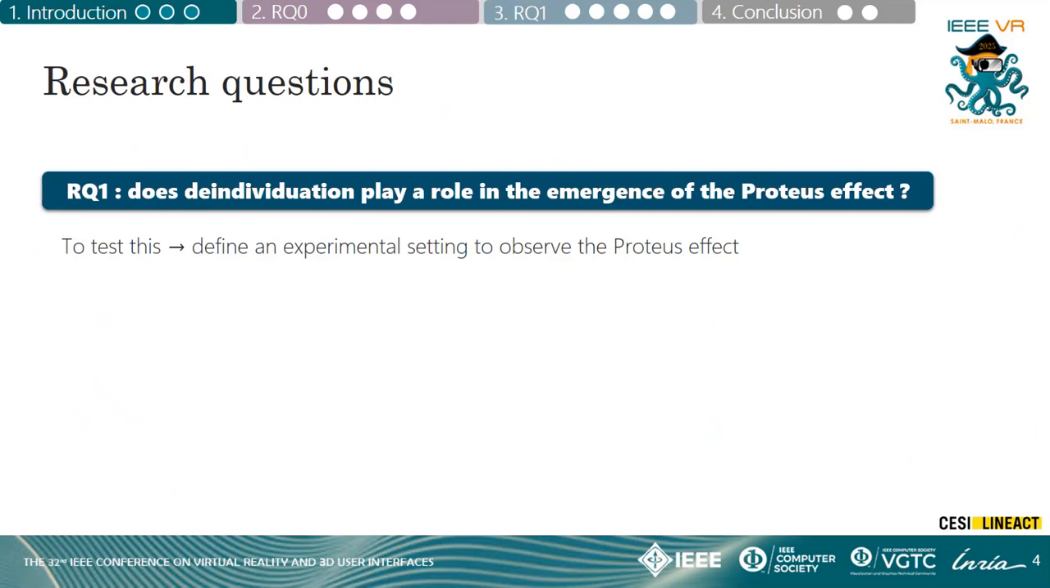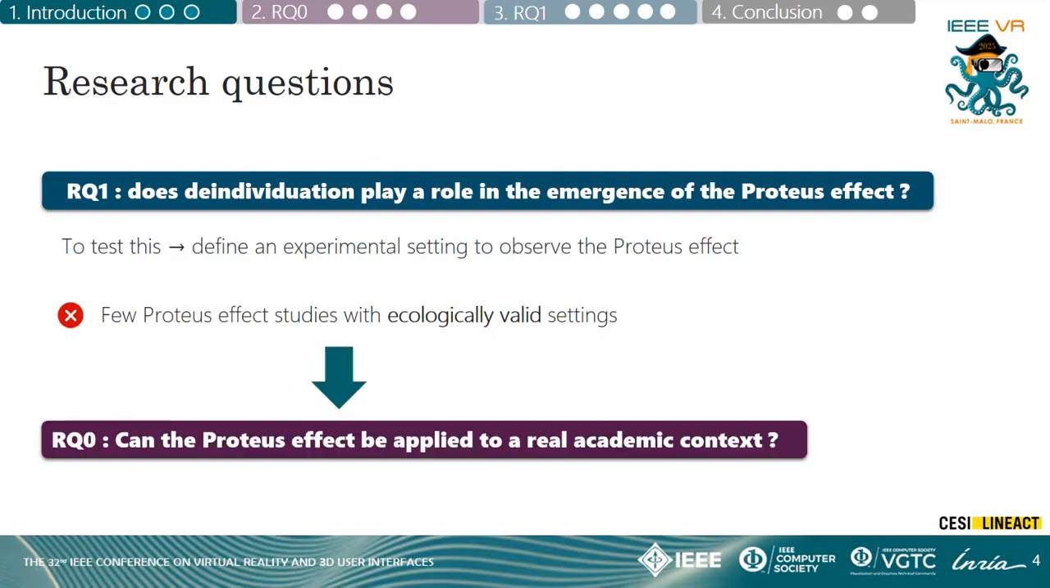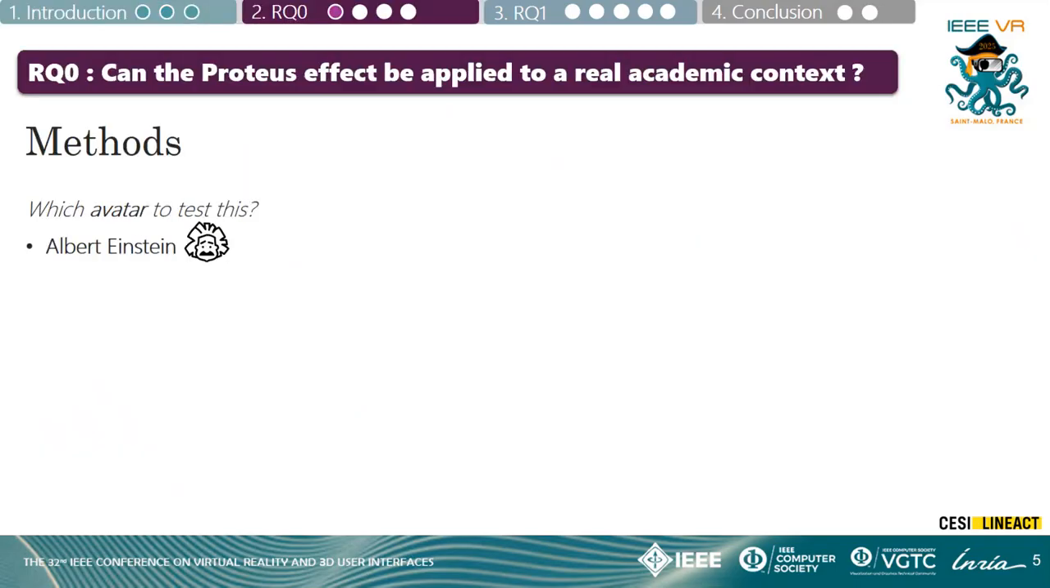To study that, we first needed to establish an experimental setting that would allow us to observe the Proteus effect. When researching the literature, we noted that most Proteus effect studies used tasks that had little to no connection to the real world. So, as an additional contribution, we wanted to test a Proteus effect paradigm with higher ecological validity. This brought us to the preliminary research question: can the Proteus effect be applied to a real academic context?